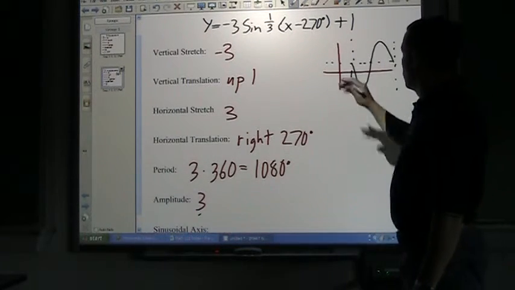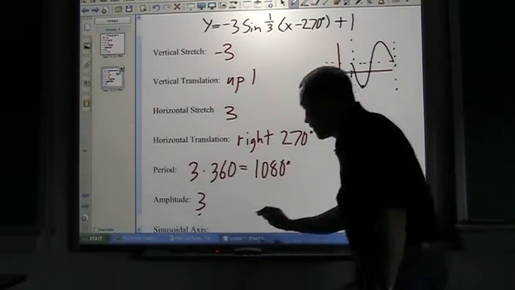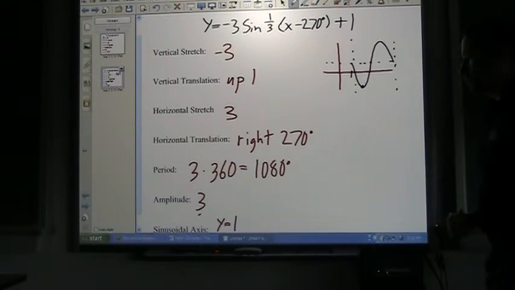Sinusoidal axis, again, I moved my graph up 1, so it's at y equals 1. And those are all the properties.